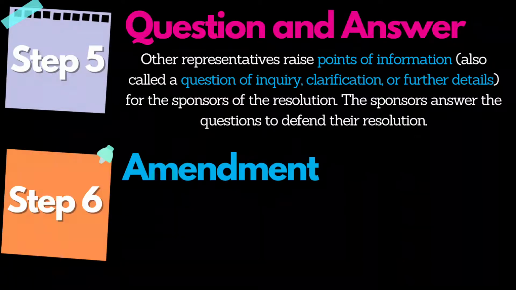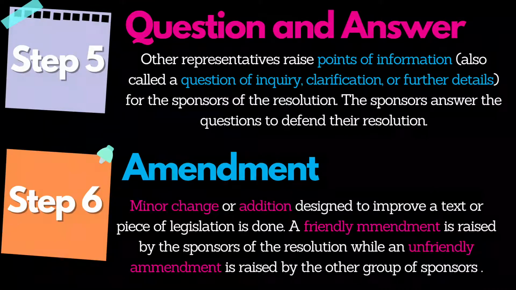Step 6 is amendment. If there is a minor change or addition designed to improve a text or piece of legislation, it is done at this part of the conference. There are two ways to amend a resolution. A friendly amendment is raised by the sponsor of the resolution, but if it is raised by the other group of sponsors, it is called unfriendly amendment.